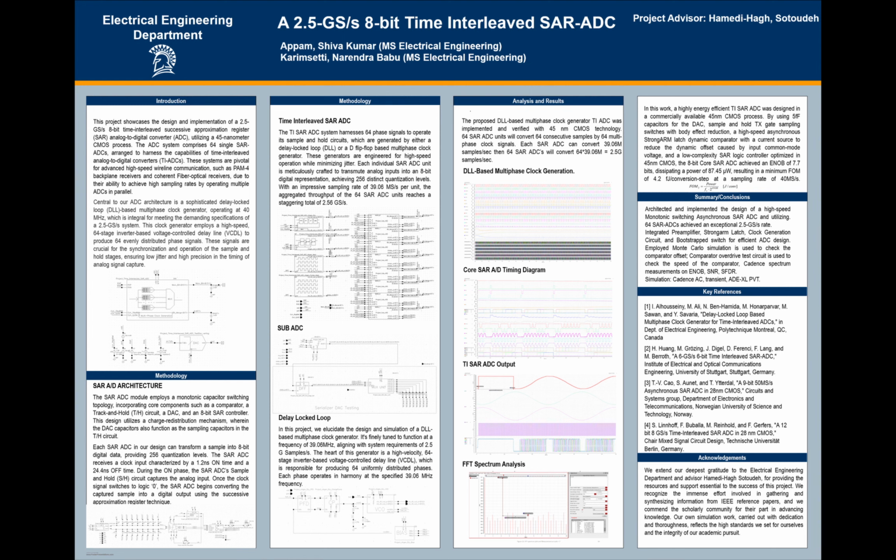First we implemented the DLL operating at 40 megahertz, which can meet the demanding specification of 2.5 giga samples per second by having a 64-stage inverter based voltage controlled delay line to produce 64 evenly distributed phase signals. These signals are crucial for the synchronization of the sample and hold stages, ensuring low jitter and high precision in the timing of the analog signal capture.